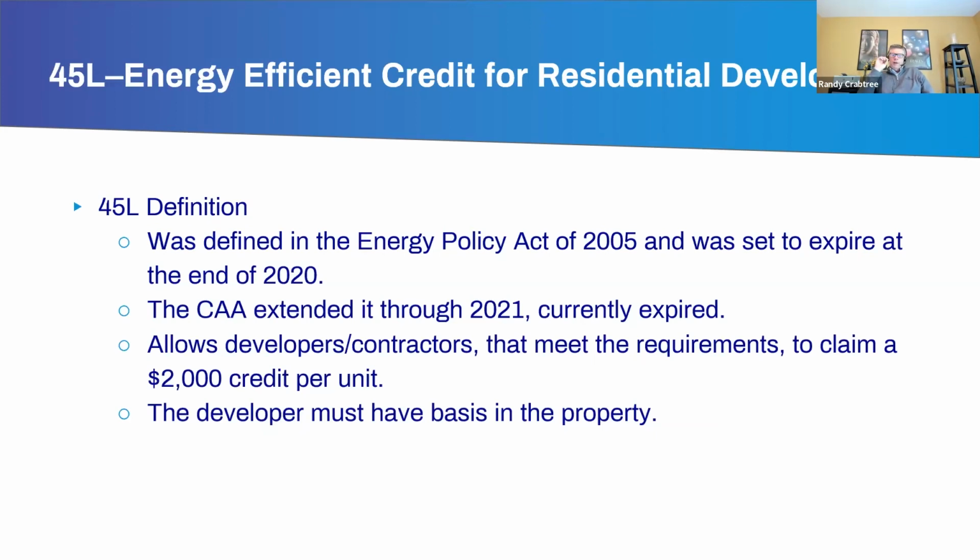So 45L is similar to 179D in a couple aspects. One, it's based on real estate. Two, it's based on energy efficiency. 179D is for commercial buildings. 45L is a credit available for designers or developers of residential property, technically low-rise residential property. And so we want to look at the client base.